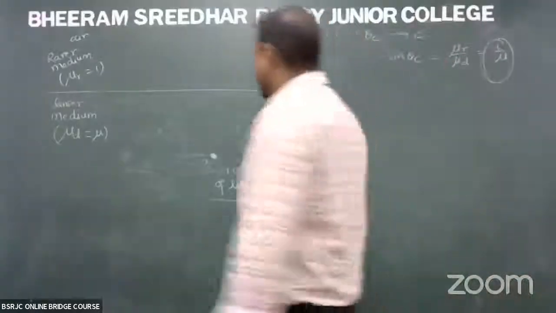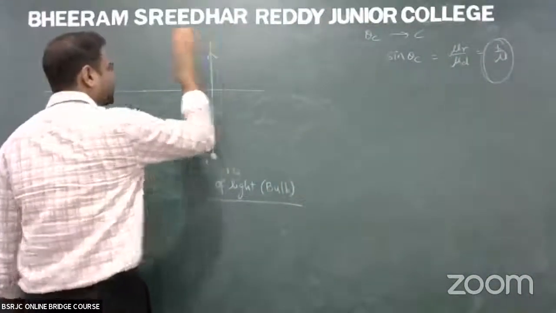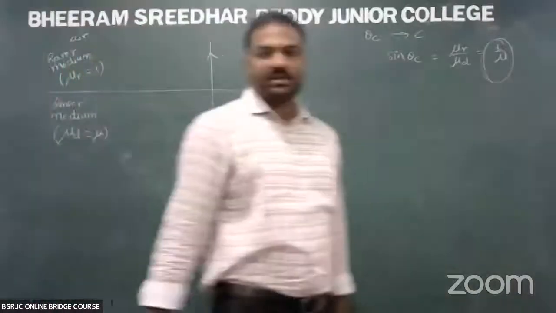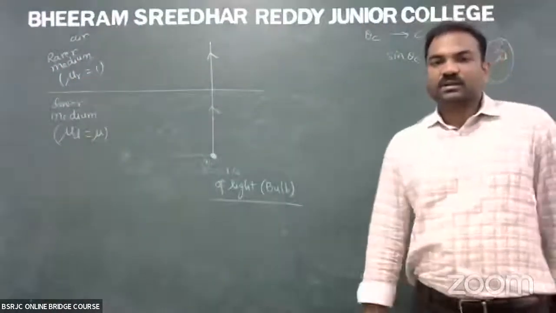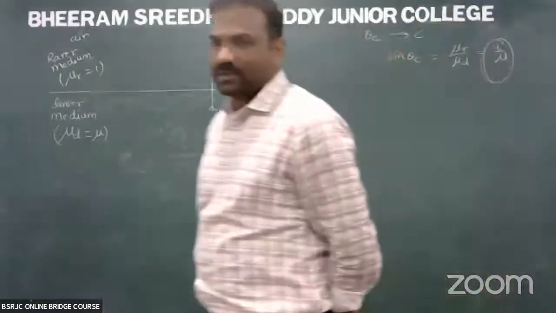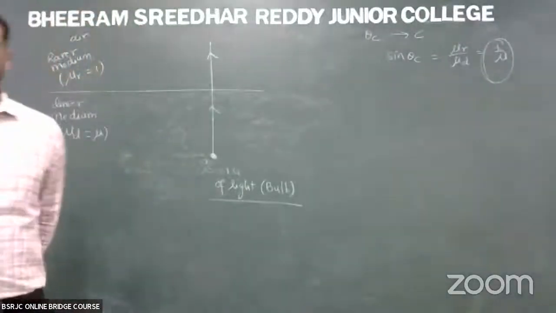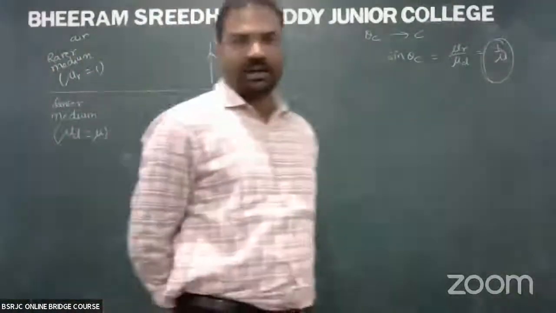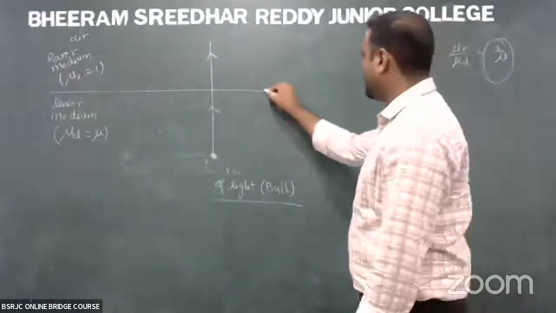Then what happens? One ray goes straight without any deviation. This is called the normally incident ray. What is called a normally incident ray? This ray is exactly perpendicular to the surface. Then it won't deviate. It will go undeviated.